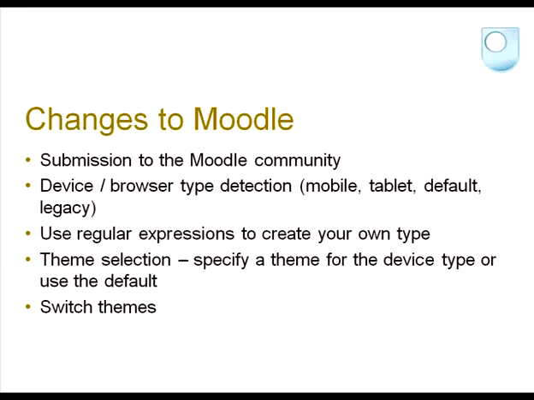So we've got a device browser type detection function that can tell whether you're using mobile, tablet, default, or legacy. If you're technical, you can also specify your own regular expressions to look at a user agent string and pull out your own types. And if you create your own type, it will appear. We have a new theme selector screen, and the theme selector now gives you the option to pick a theme for any type you have, either any of those default types or any type you've specified yourself.